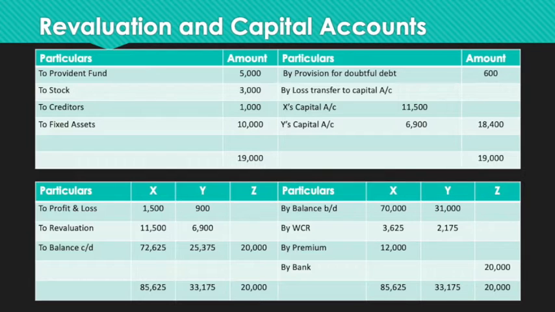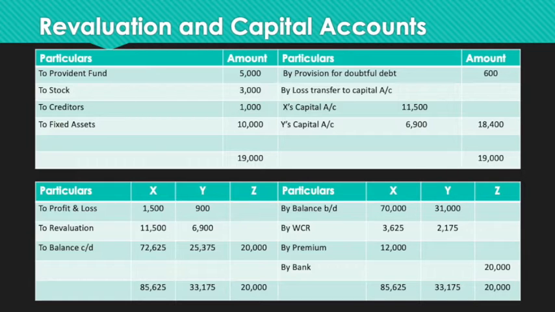Please go to the debit side now. You can see that there was an accumulated loss of 2,400 in the asset side of the balance sheet. Now that has been posted in the debit side of the capital account: to profit and loss 1,500 and 900 respectively. Now the loss on revaluation was 11,500 and 6,900, which has been transferred to the debit side of the capital account. You can see, to revaluation loss 11,500 and 6,900.